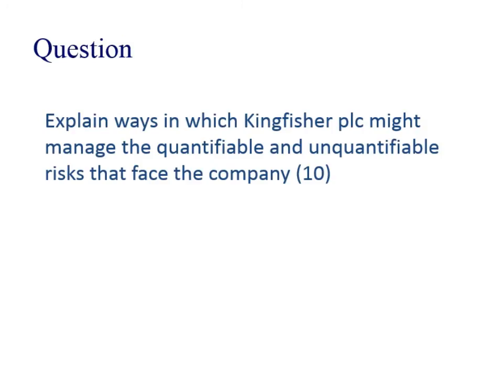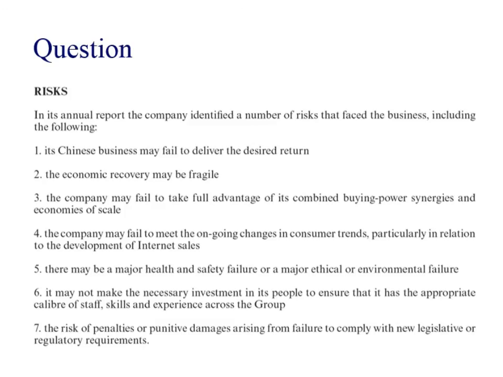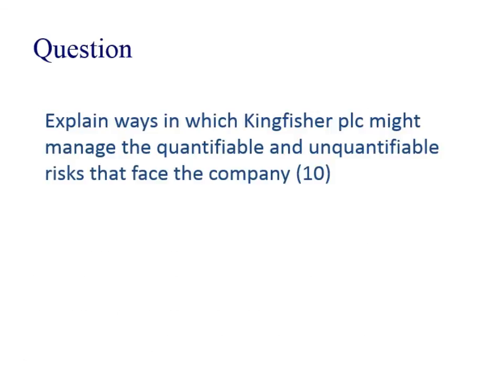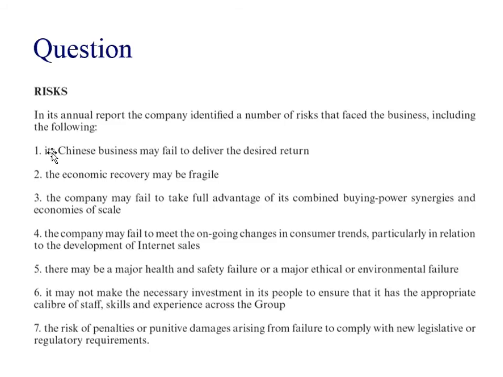Okay, so this is your past paper question. Explain the ways in which Kingfisher PLC might manage the quantifiable and unquantifiable risks that face the company. 10 marks. So first, as I've said before in other presentations, find the section of the case study this relates to. So here we go, section of the case study, risks. And all I would do is work your way through a few of these. It's only a 10-mark question, so you probably don't want to do all 7 of these, and come up with sensible suggestions of how to reduce these risks.